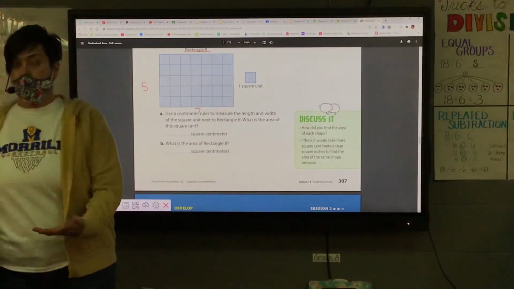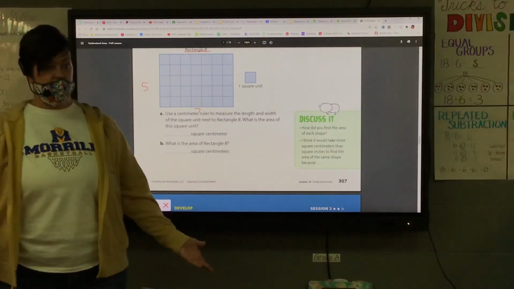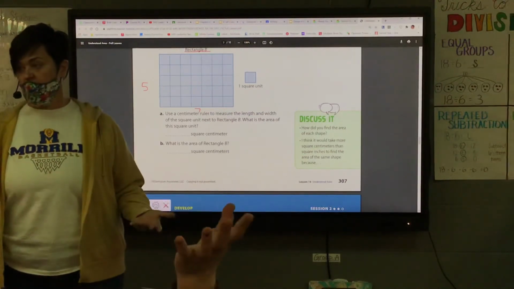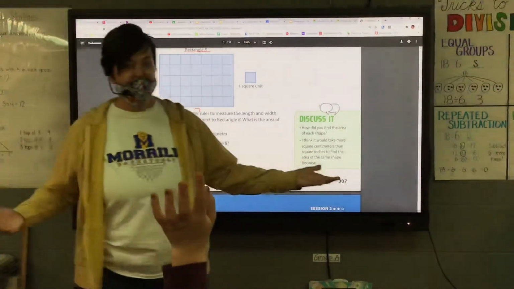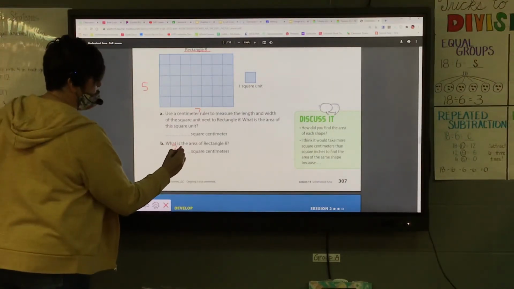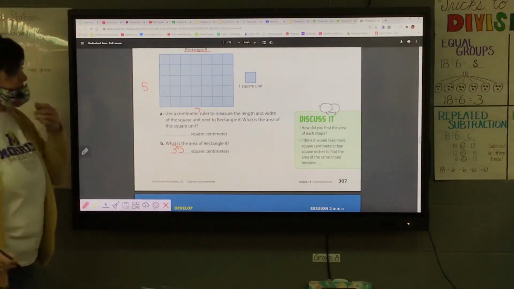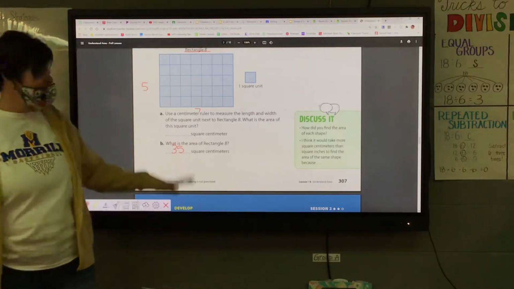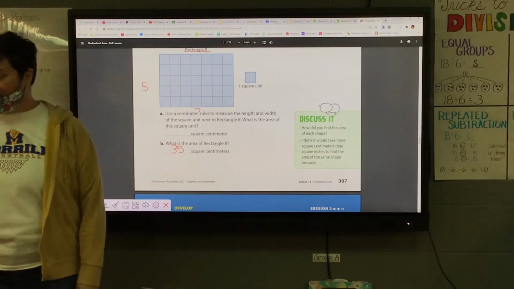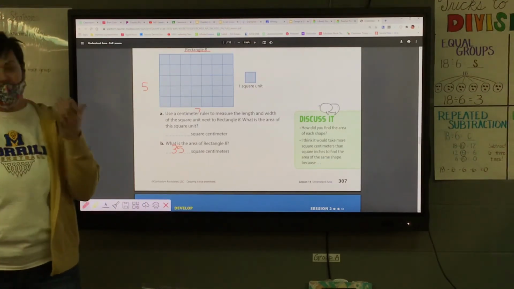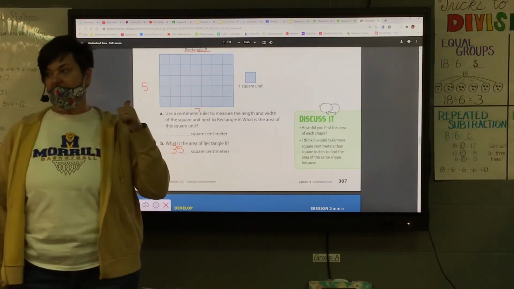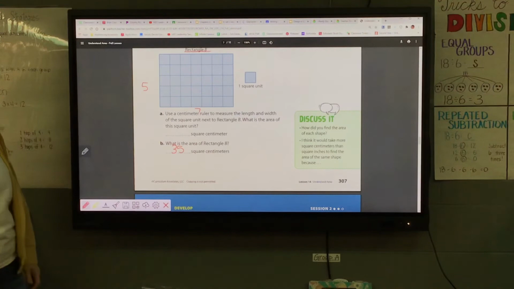I don't know about you, but I know what 5 times 7 is, or what 7 times 5 is. Does anybody else know it? What is it? 35. So it is 35 square centimeters. Isn't that way faster than counting every single box? So do you see how we're still using multiplication with our area?